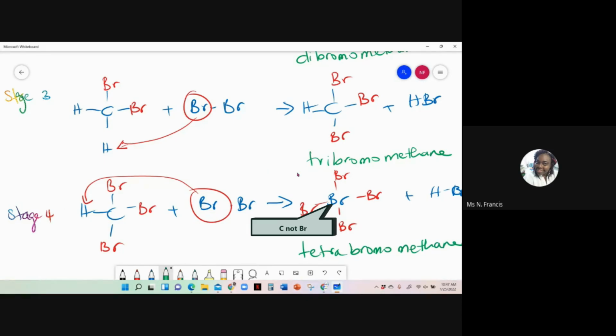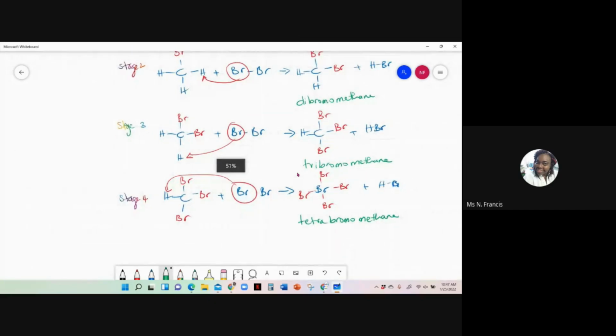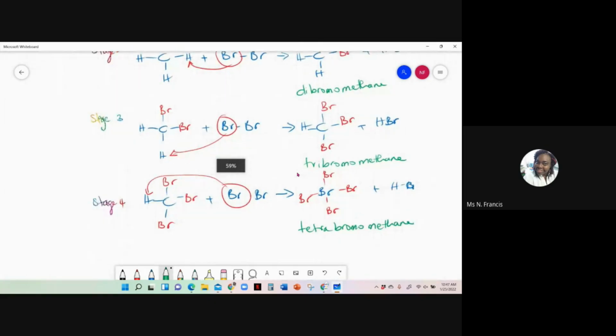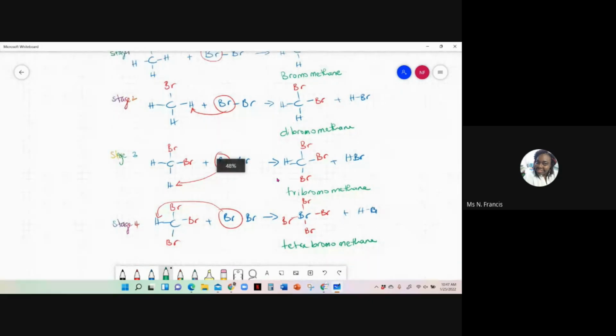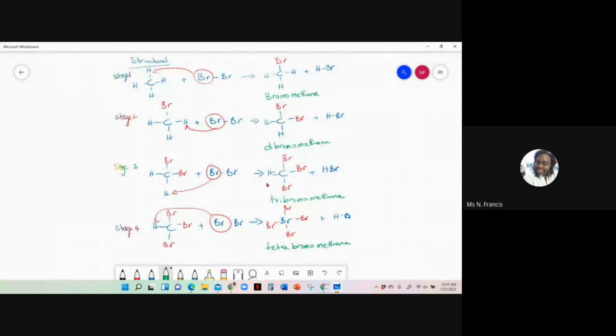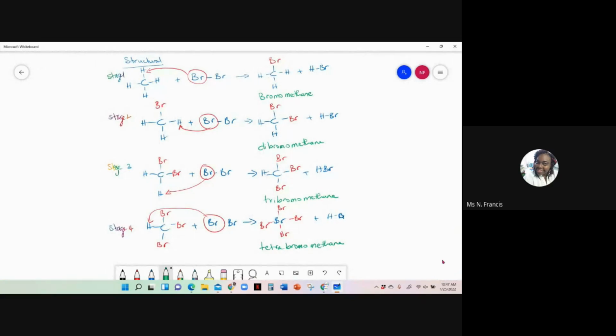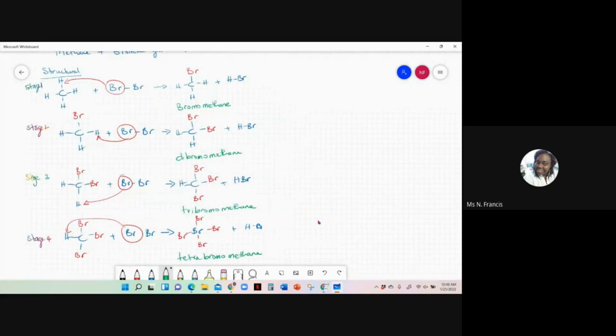All right, so let me make it smaller for you to understand what is going on. Still not getting all 4 stages. All right, there we go. So these are our 4 stages. Let's see if we can do the same thing, however, not with our structural, but with our condensed formula.